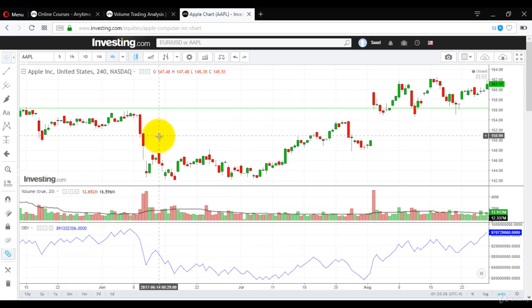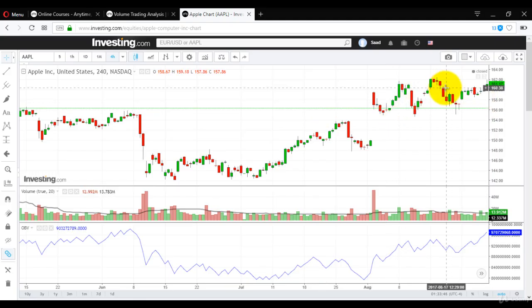If it opens lower, then even it's a trap. If you're shorting it, don't short it here. Try to short it here. The same thing happened on Apple. So this is the learning part.